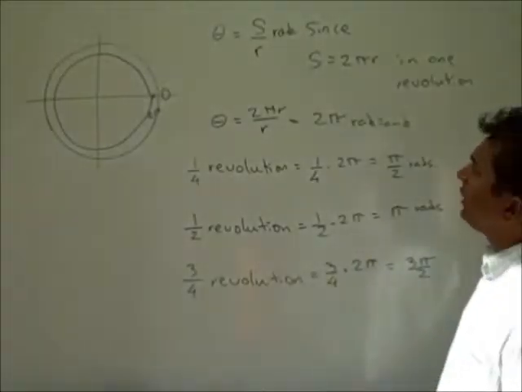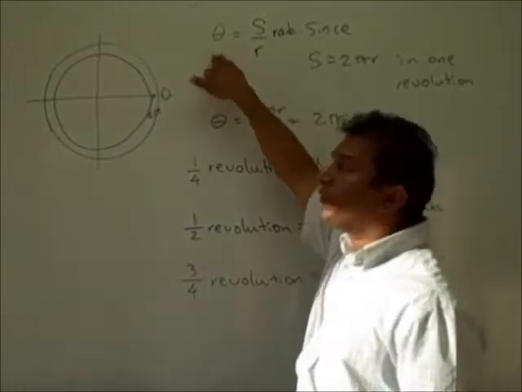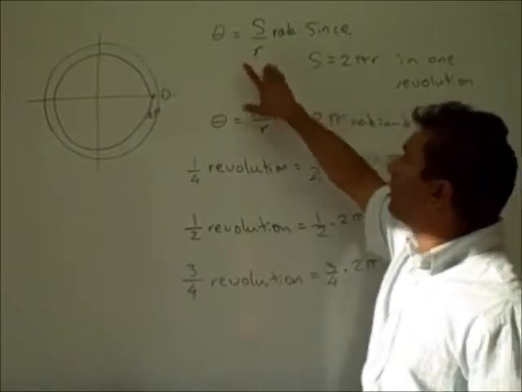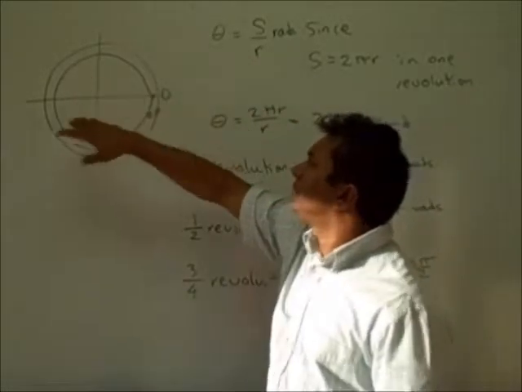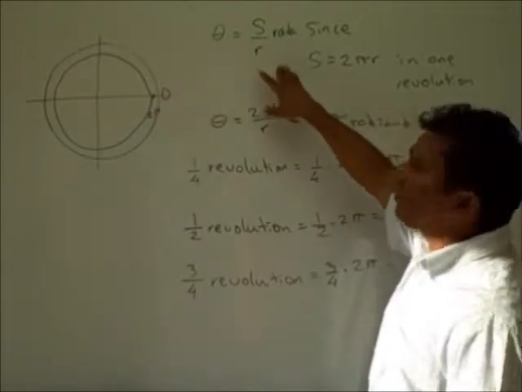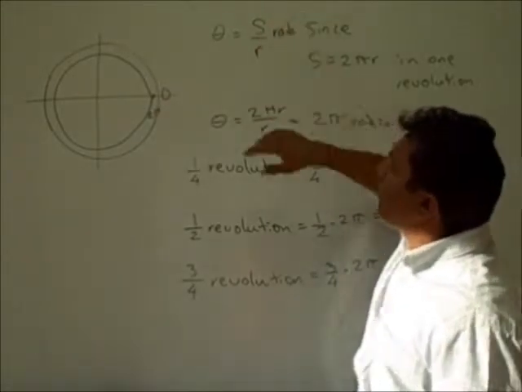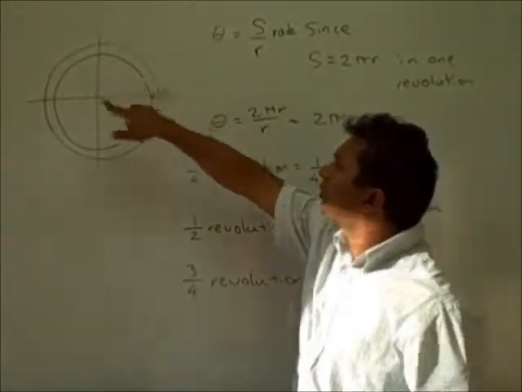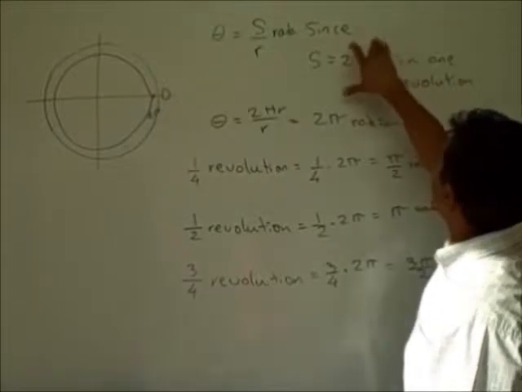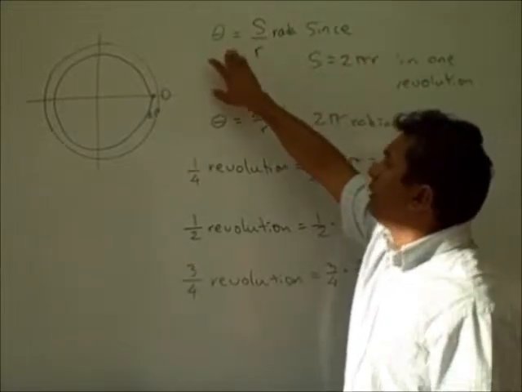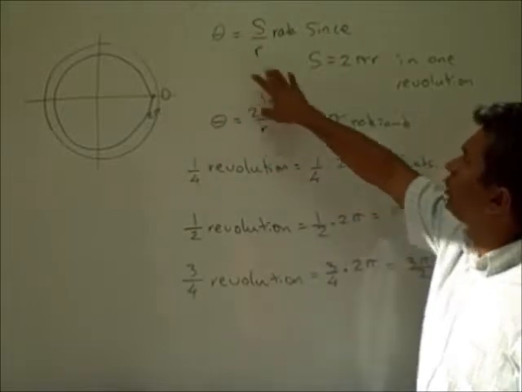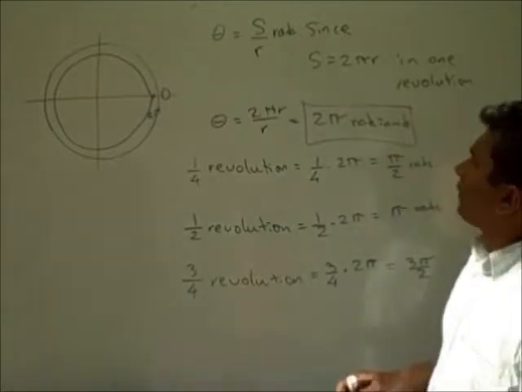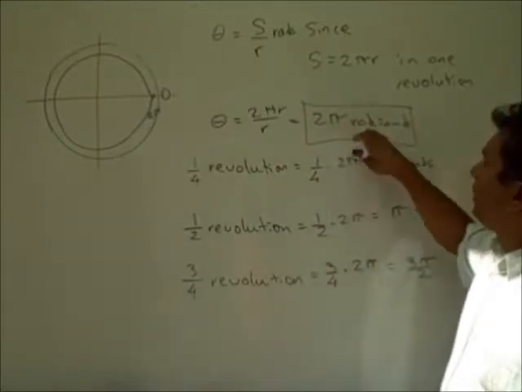We just mentioned that theta, the angle in radians, is measured by the arc length of a circle divided by the radius. So if we know the arc length and we divide it by the radius, then that will give us our angle in radians. We know for one complete revolution that the circumference of a circle is equal to 2 pi r. So in one revolution, theta will be equal to 2 pi r over r. Therefore, our angle measurement in radians would be 2 pi radians.